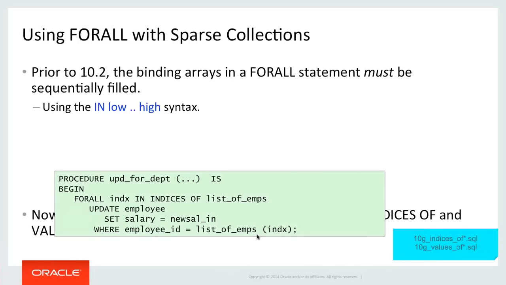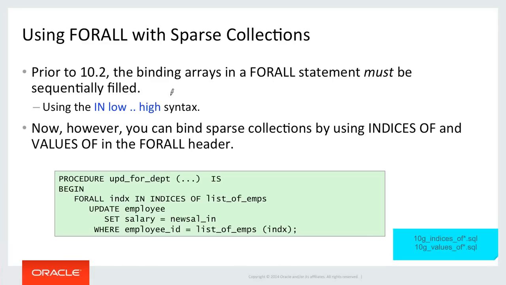Using FORALL with sparse collections. So for those of you who have worked with collections for a long time, you'll know that sometimes your collections are not filled from 1 to n with every value in between filled. There might be gaps. You might not start on 1. You might start on 25 and then have gaps. And in those cases, you can't use the traditional low-to-high syntax of the FORALL statement. You'll get an error. What you can do instead is use INDICES OF or VALUES OF. It's a really nice nuance to the syntax. Let's take a quick look.